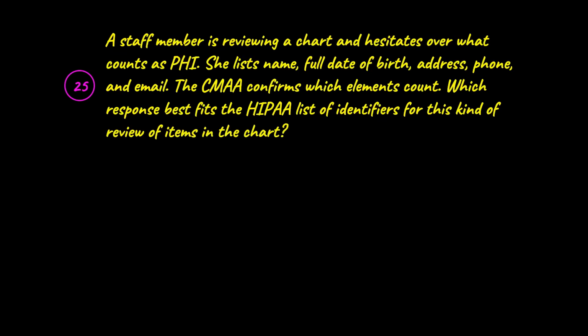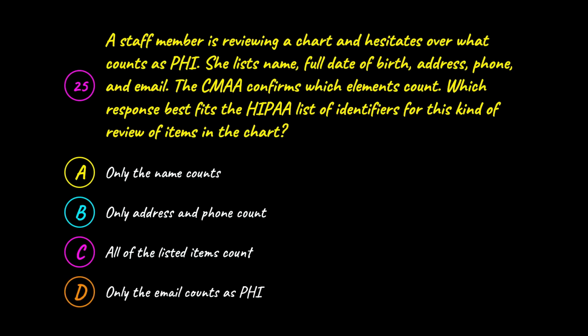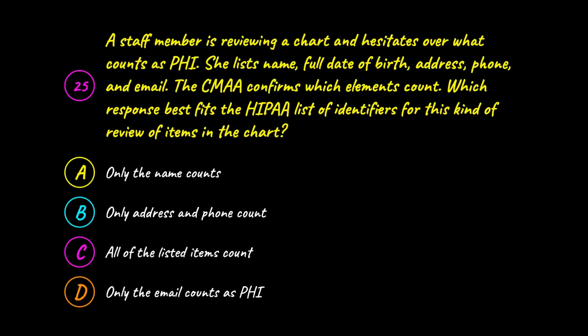Your options are A. Only the name counts. B. Only address and phone count. C. All of the listed items count. D. Only the email counts as PHI. Which one is it? Pause the video if you need more time.